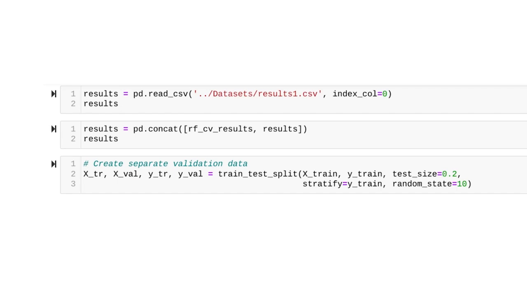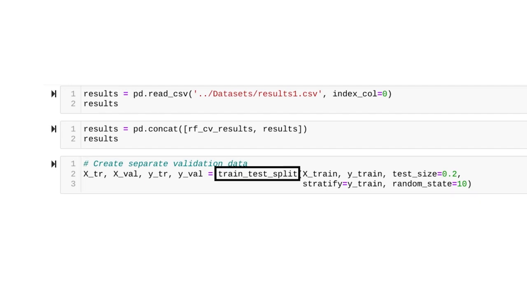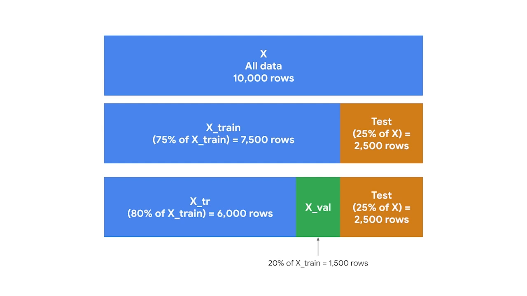To do this, split the training data into a new training set and validation set. Use train_test_split. Remember to stratify the y data. Use an 80-20 split. Don't forget, this is only splitting the training data, which itself is 75% of all data. This means that our new training set will be 80% of 75% of the data. And the new validation set will be 20% of 75% of the data. The test data remains untouched.